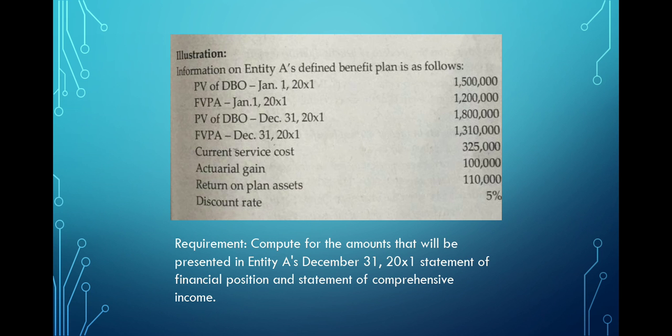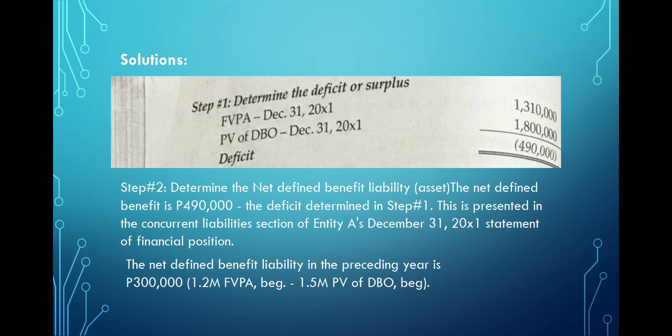We have the current service cost here, which is 325,000. Actuarial gain 100,000, return on plan assets 110,000, and the discount rate being 5%. The requirement here is to compute the amounts that will be presented in entity A's December 31, 20X1 statement of financial position and statement of comprehensive income. So here is the solution.